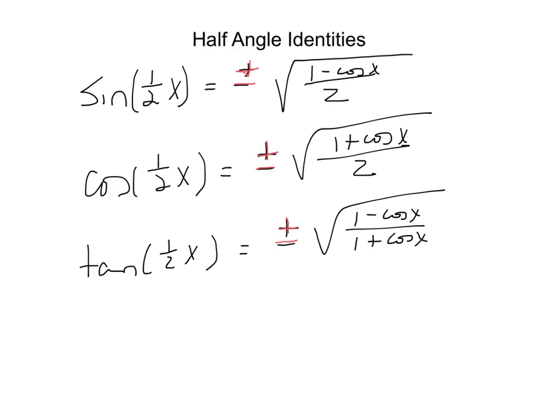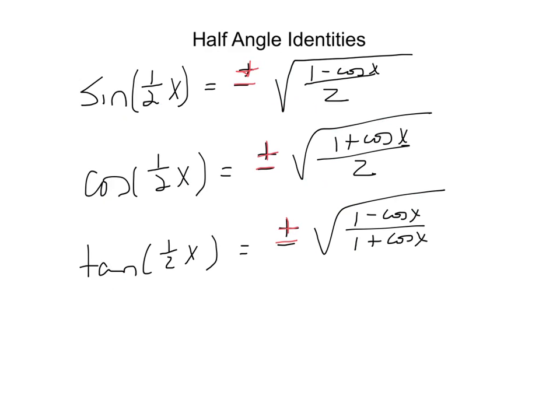And so the hardest piece for people to remember, because the identity itself is very easy to use, is the sign. A couple things I want to point out. Notice they all use the cosine ratio. Tangent is sine divided by cosine, so if you take this radical and divide it by this radical, you end up simplifying that complex fraction into just 1 minus cos x over 1 plus cos x, all inside the radical.